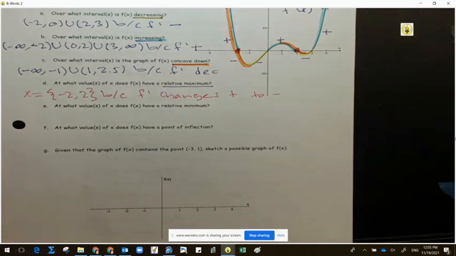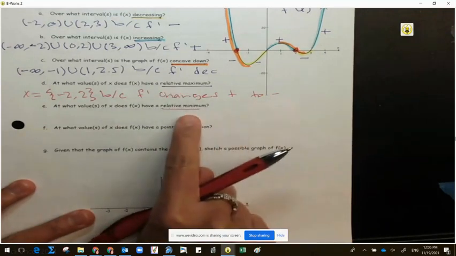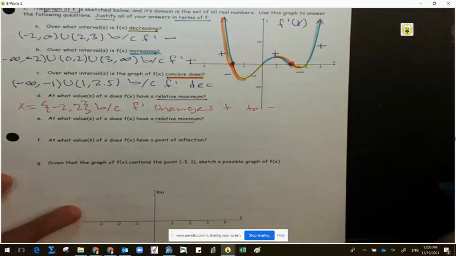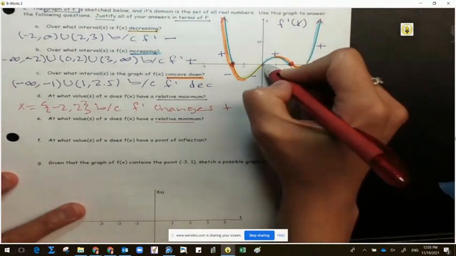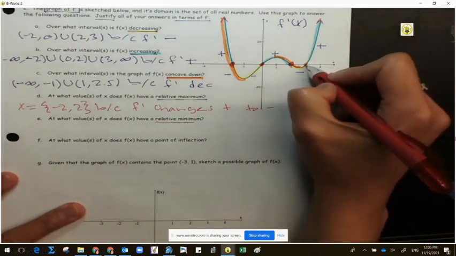So let's mimic that on E. What values of x is there a relative minimum? If maximum is from positive to negative, minimum must be from what to what? Negative to positive. Do I see one right there? Is there another spot? Yep.